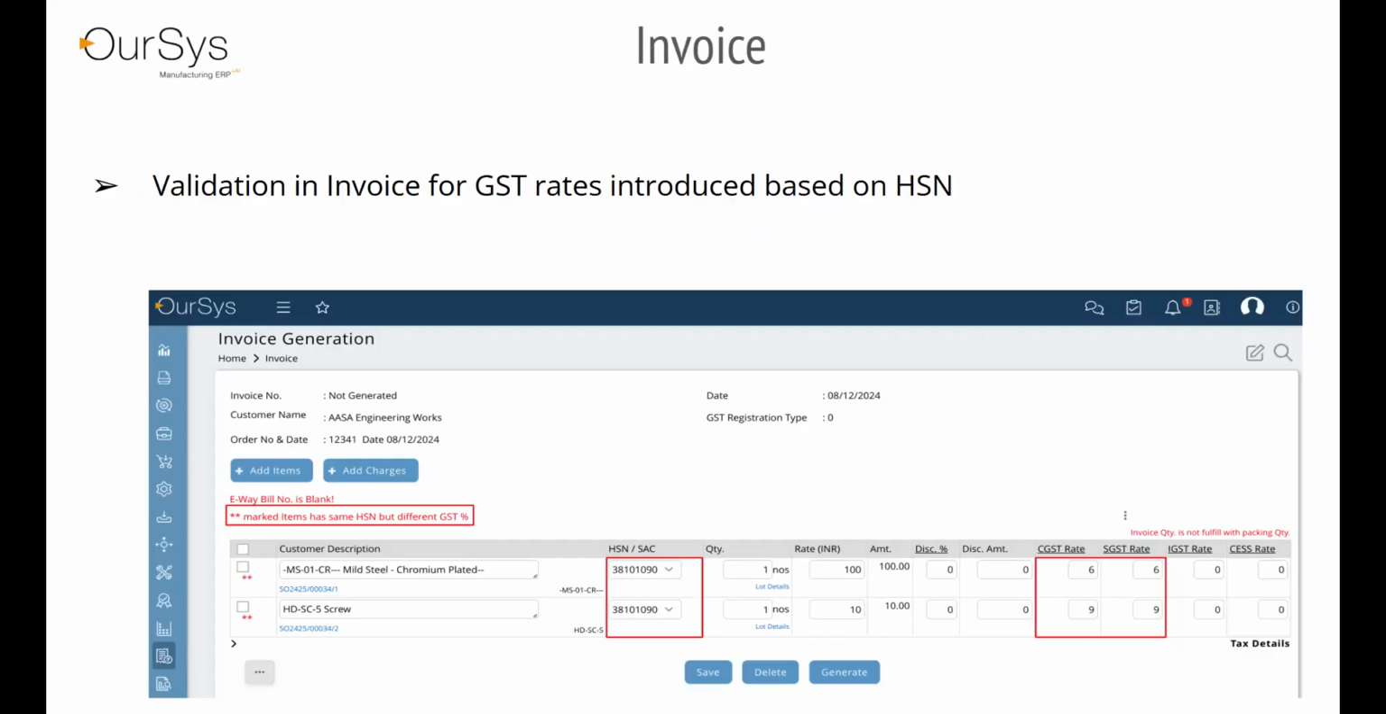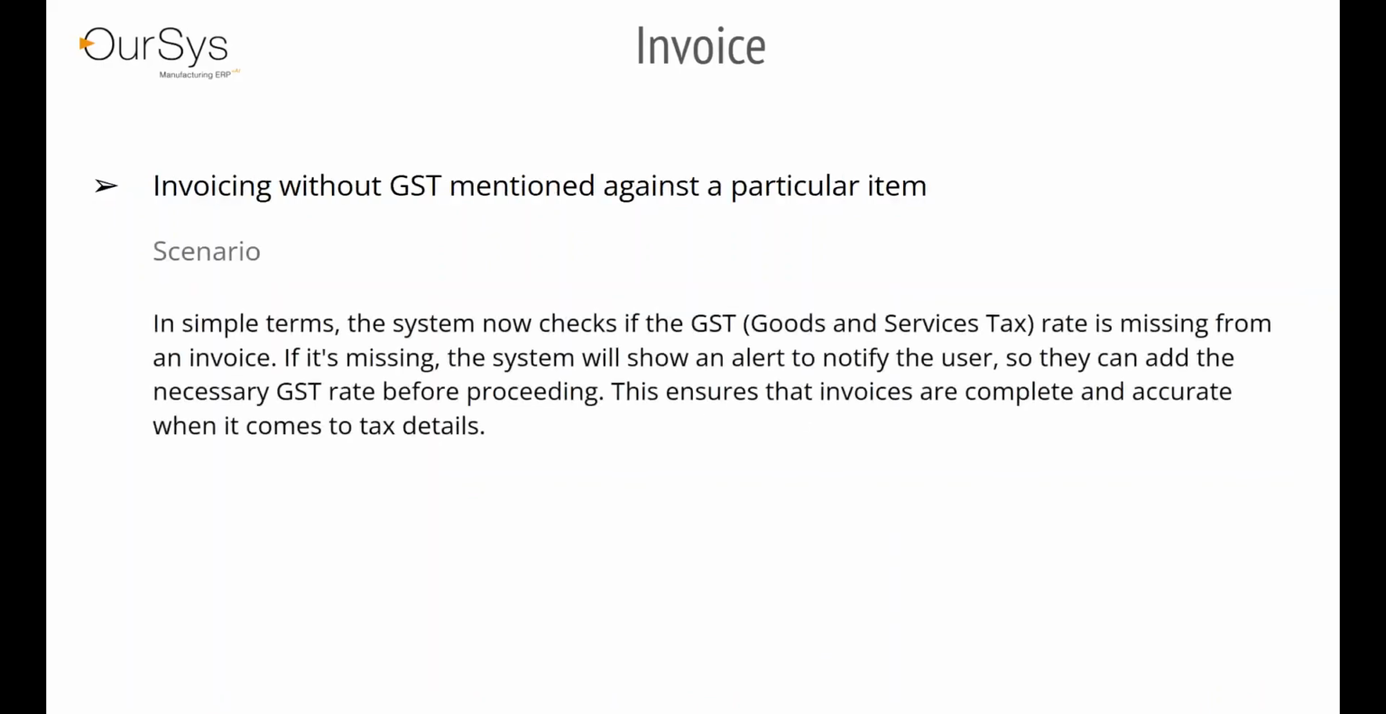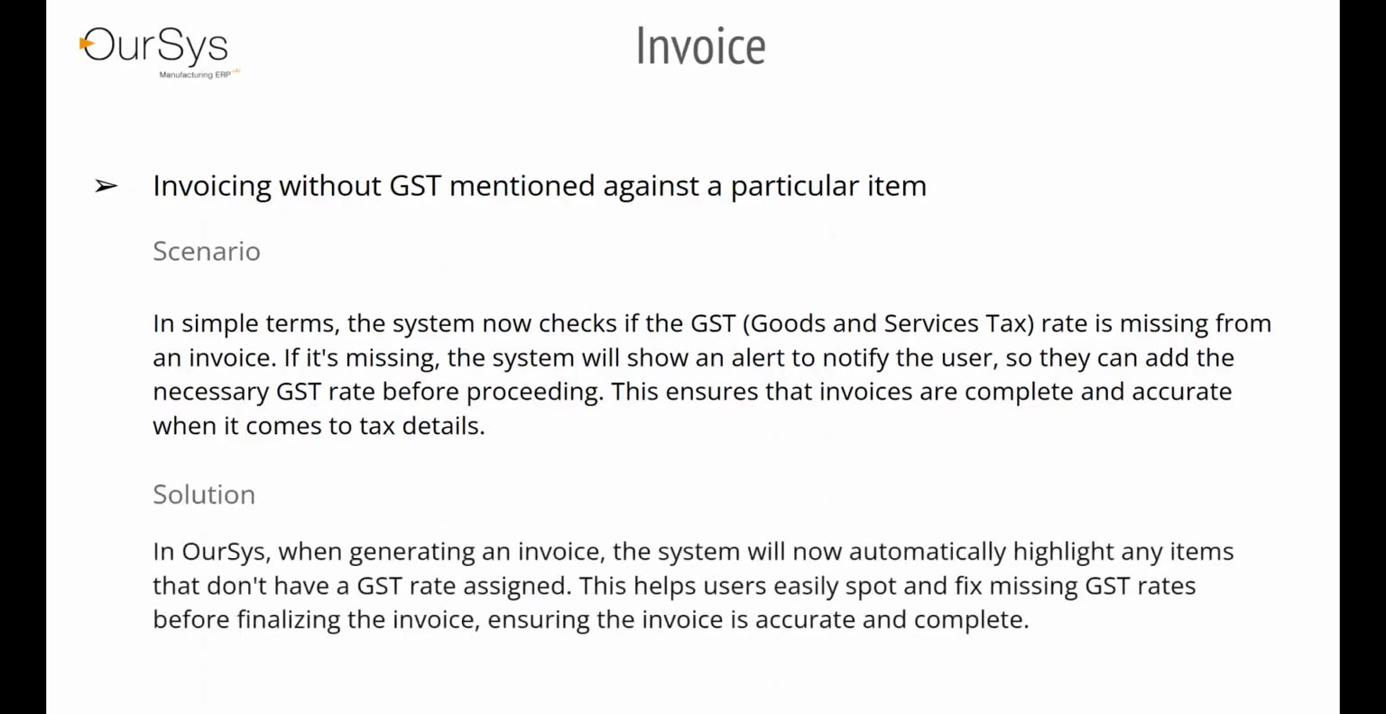Invoicing without GST mention against a particular item. The system now checks if the GST rate is missing from an invoice. If it is missing, the system will show an alert to the user so they can update the necessary GST to the invoice item. So we now directly give a warning to the user so they can update the GST at the invoice screen itself.